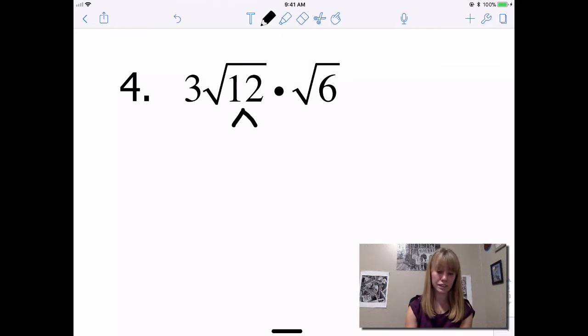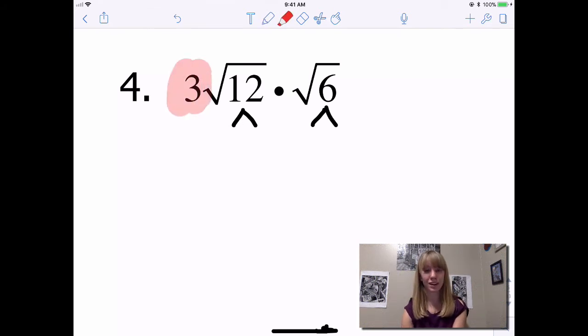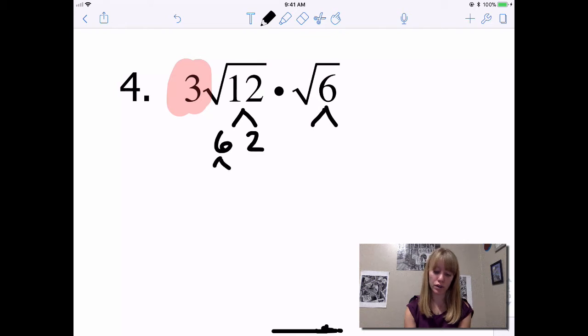Number 4 is similar. I've got 12 that I've got to break down. I've got 6 that I've got to break down. Notice that I don't break down the 3 because it's not under a square root. It's just going to hang out with us on the outside until the very end. So 12 is going to be 6 and 2, or 3 and 4. 6 will be 2 and 3. Again, 6 will be 2 and 3.